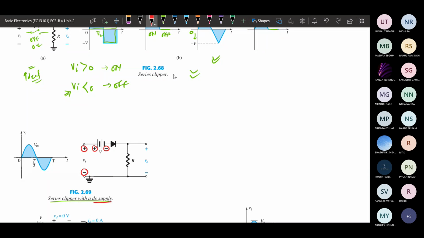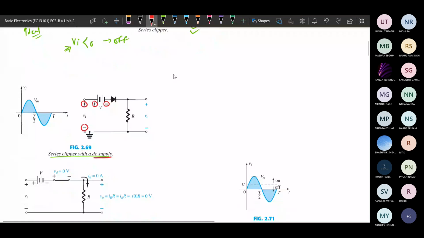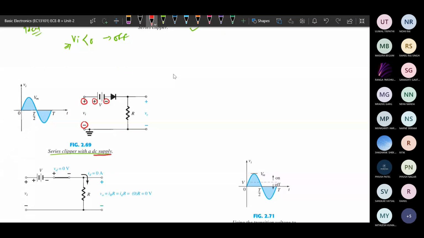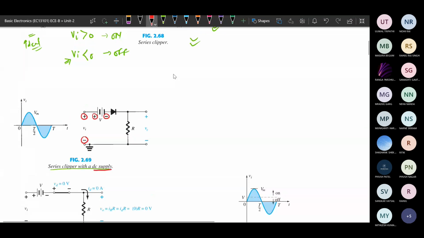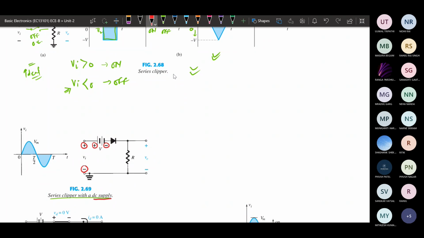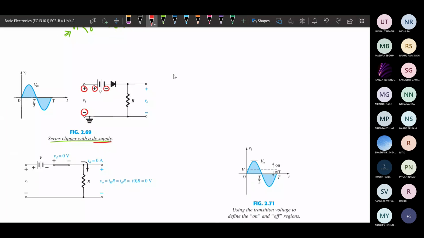Okay, so we need to first decide what is the current flowing through this circuit. For that we need to see in what region this diode is working. So this is the input voltage we are giving. Suppose, in the previous case, as the input voltage was greater than 0, it was on, but in this case it will not be so. Suppose we have started with 0 voltage, or suppose 1 volt is there, and this V is some voltage that is 2.